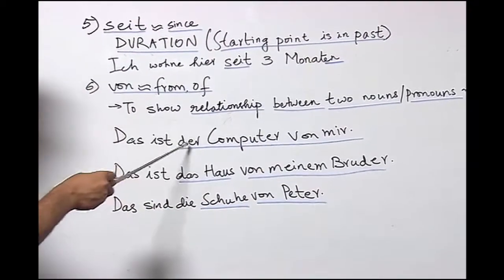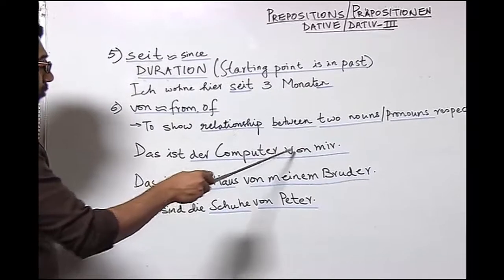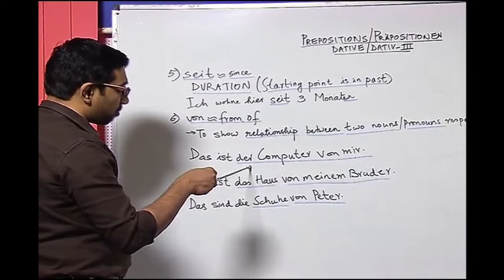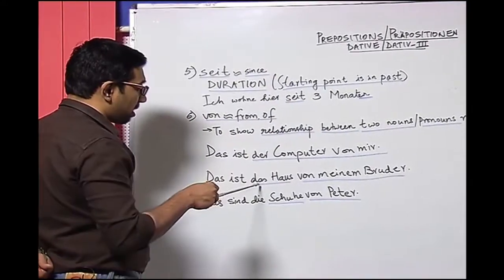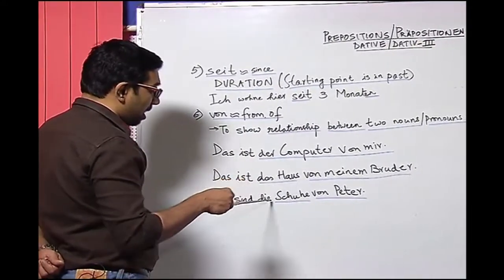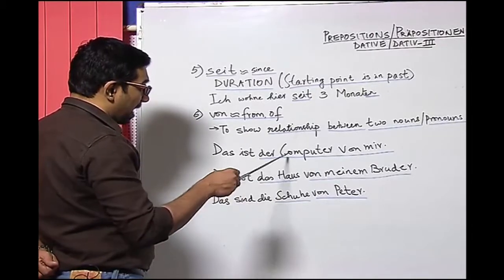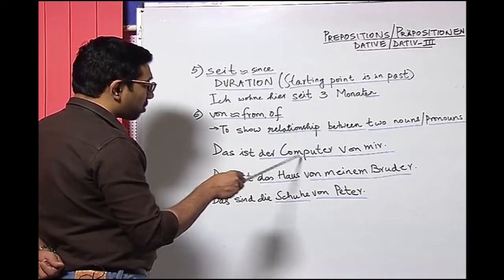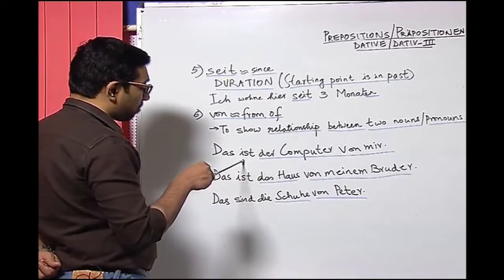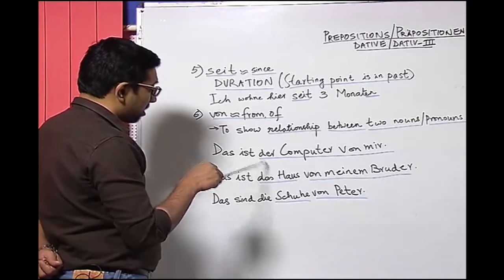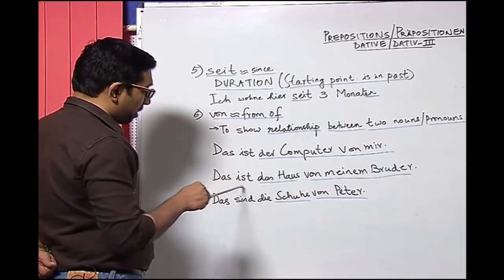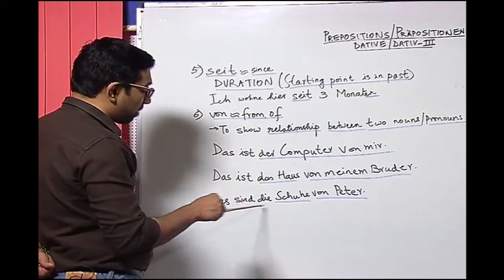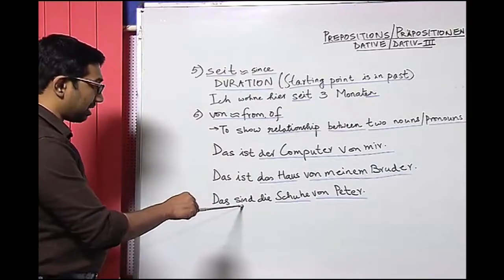Also, I would like to tell you that what comes before the preposition, that is on the left side, is the nominative. So, here we have the nominative der Computer, here we have the nominative das Haus, and here we have the nominative die Schuhe, and these nominatives decide the conjugation of the verb. For example, der Computer is singular, therefore we have the verb ist, das Haus is singular, therefore we also have the verb ist, whereas the noun die Schuhe is plural, so we have the verb sind.